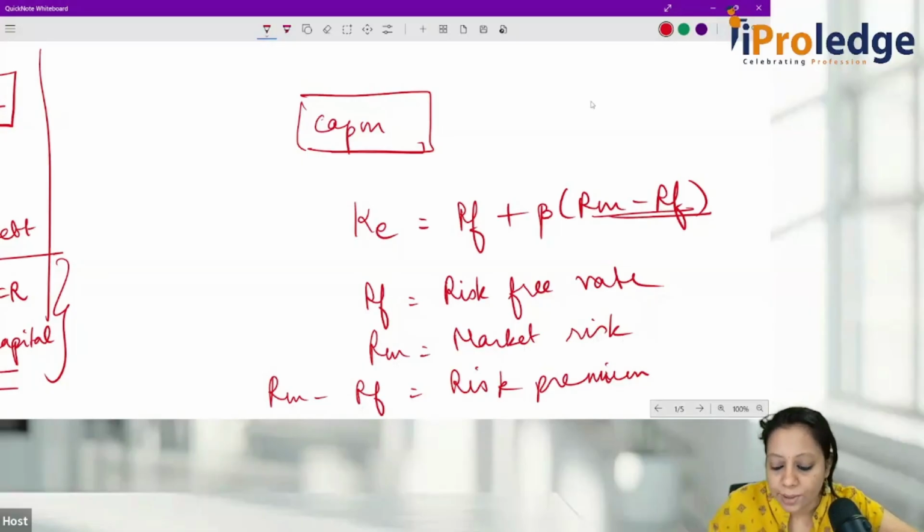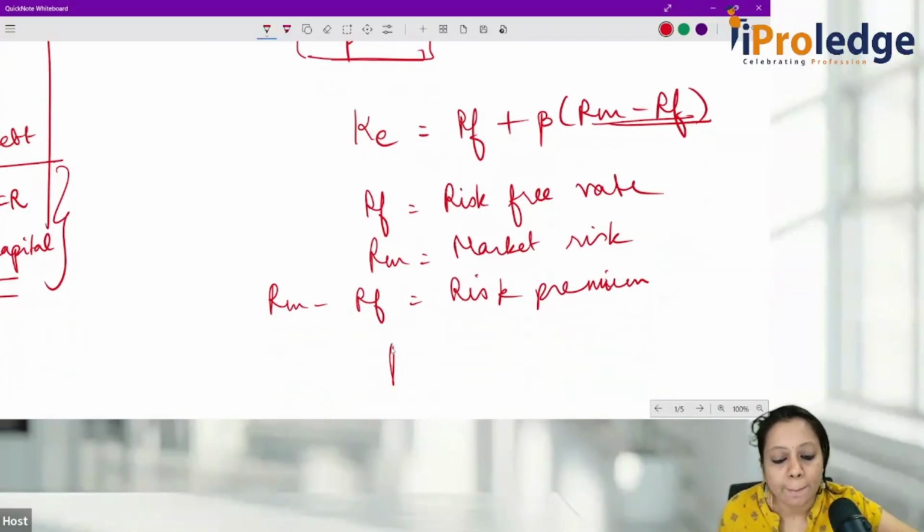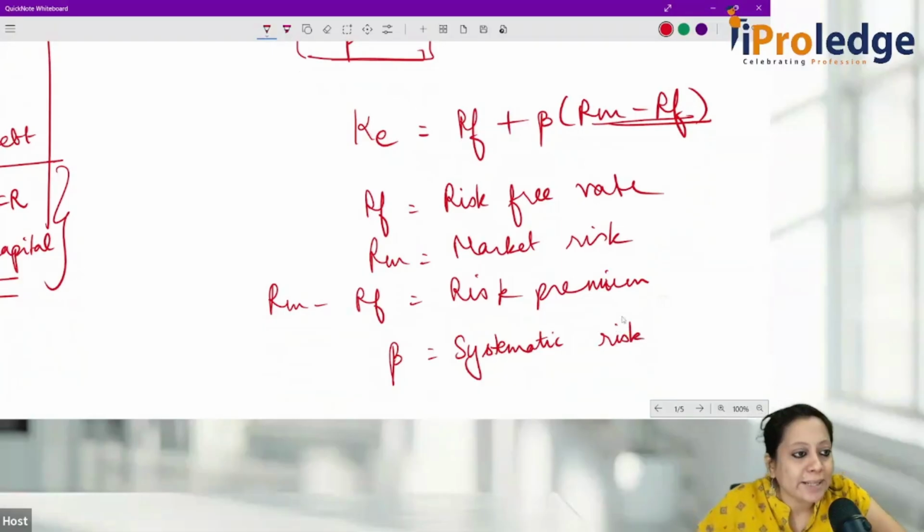Okay. All right. So then what is beta? Beta stands for systematic risk. The risk that cannot be eliminated, the risk that cannot be eliminated by diversification. That is, for example, because of the war, there is a business risk that you're facing. That is a systematic risk. You cannot diversify that risk. All right. Government policy, tax rate changes, all these are examples of systematic risk.